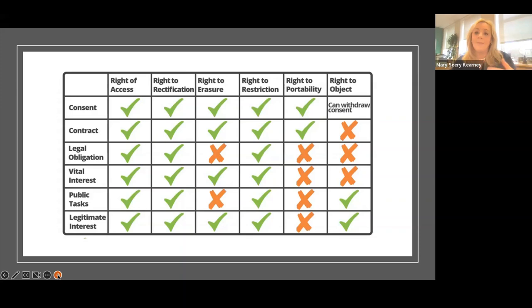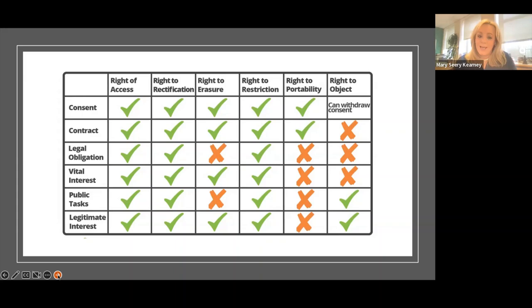That's our agreement. You're not going to use it to go and sell that information to other companies so that I can be sold products. That's outside of the contract. The thing about a contract is I can't object to the use of my data unless I'm bringing the contract to an end.